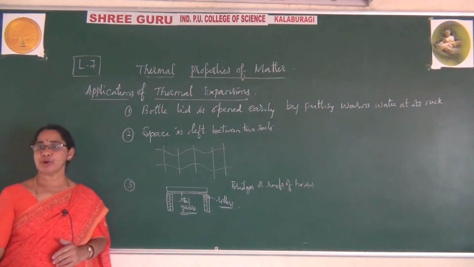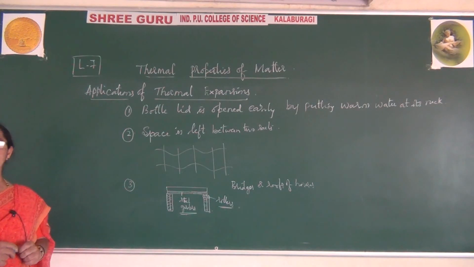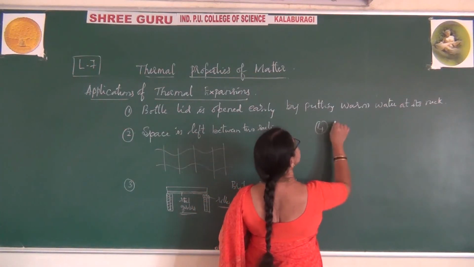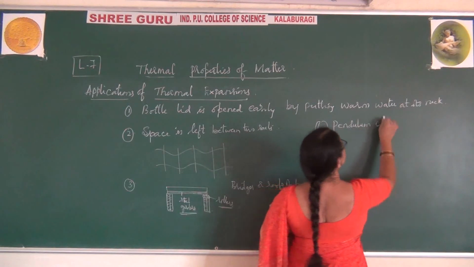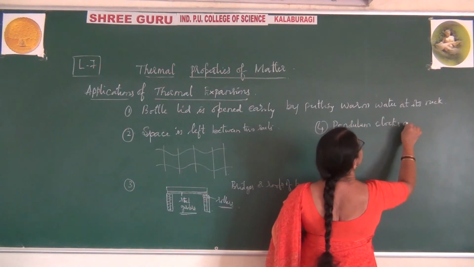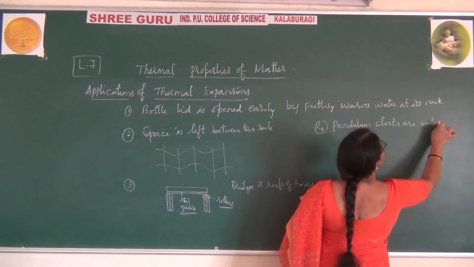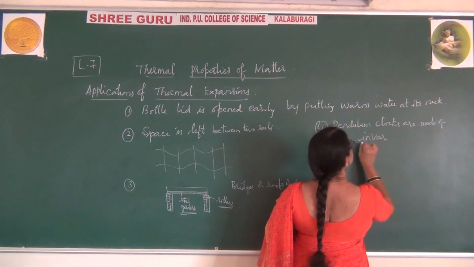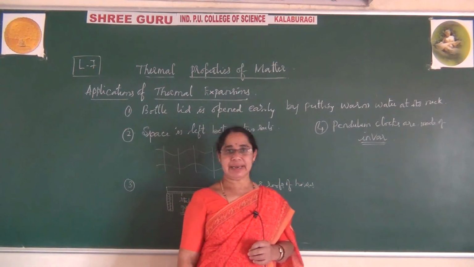Right? This is one more example. And one more point I want to say here. In the previous class I explained about pendulum clocks. So one more example I can say is pendulum clocks. Pendulum clocks are made of invar material. So here I said in the earlier class, invar material.